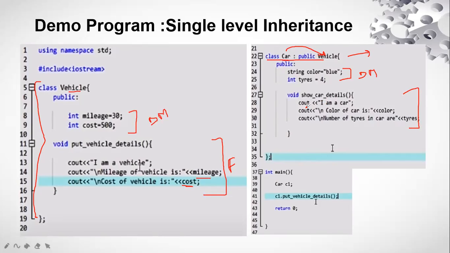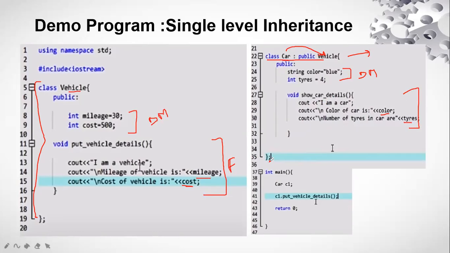It is going to print what? "I am a car." Then it is going to print the color of the car is, and it will give the color. It is going to print the number of the tires in a car are, and will give the number of tires. This is the closing of the function and this is the closing of the class.